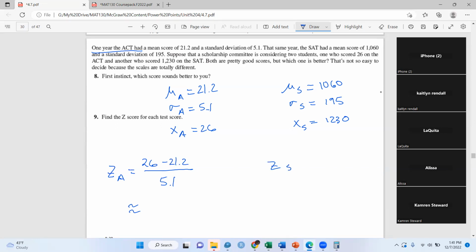For the SAT score, man, my house smells like burnt toast. I'm gonna let you check that while I see if my house is burnt. Okay, I think I'm okay.